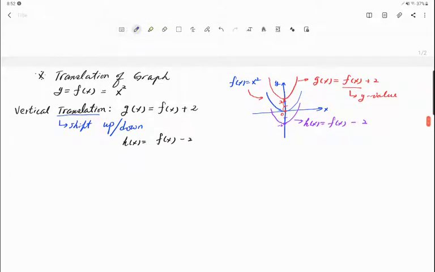So negative 2 means shift down 2 units. Shift the graph of f of x 2 units down. That is a vertical translation. Can you see it? We subtract 2 from the original y value. So shifting up and shifting down is really simple, because we just add or subtract a number from the original y value.